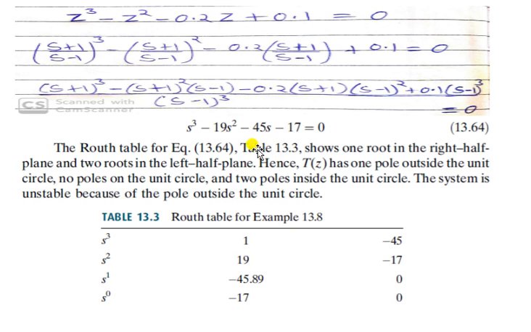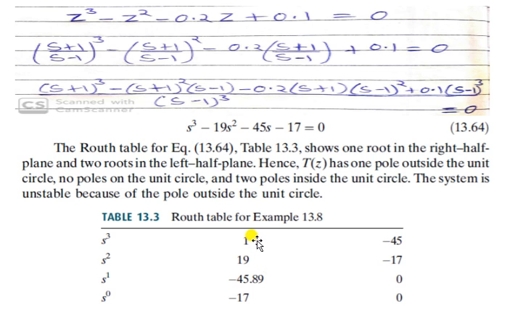Then for the constant you will write here minus 17, and further for the s to the power 1 you will solve this: minus 17 into 1 minus minus 19 into minus 45, divided by 19, so you will get this minus 45.89, and you will get 0 here because here the elements are 0. Similarly you will solve this minus 17 term.